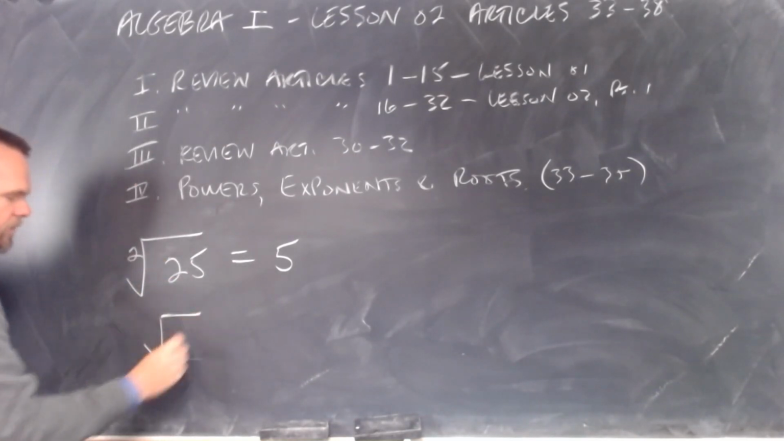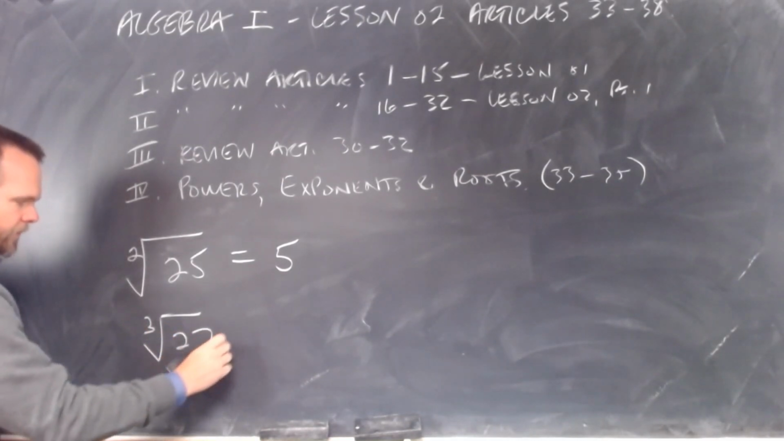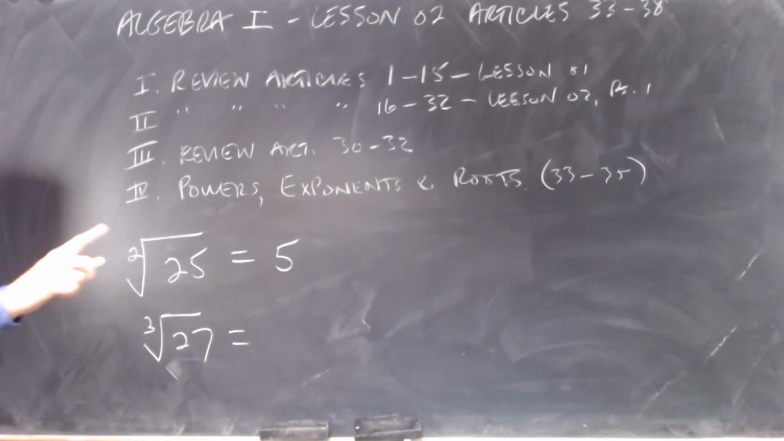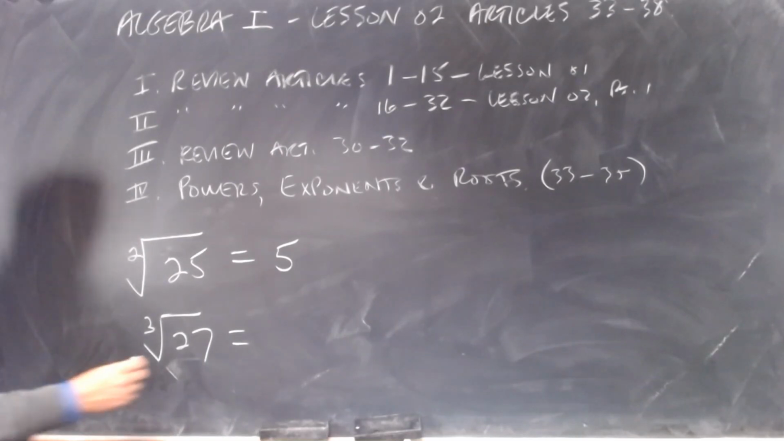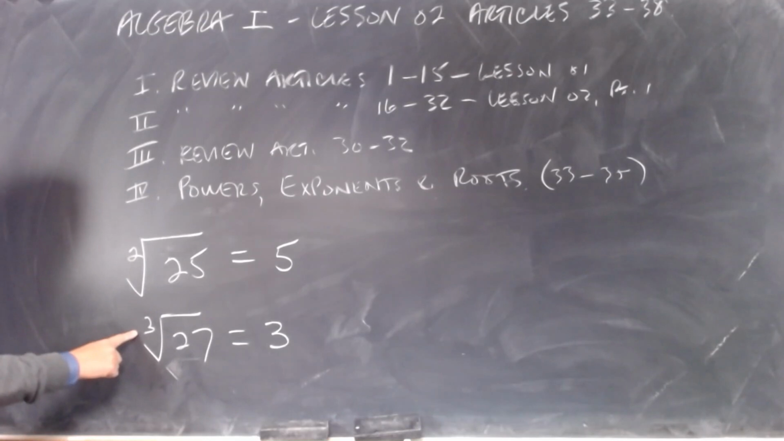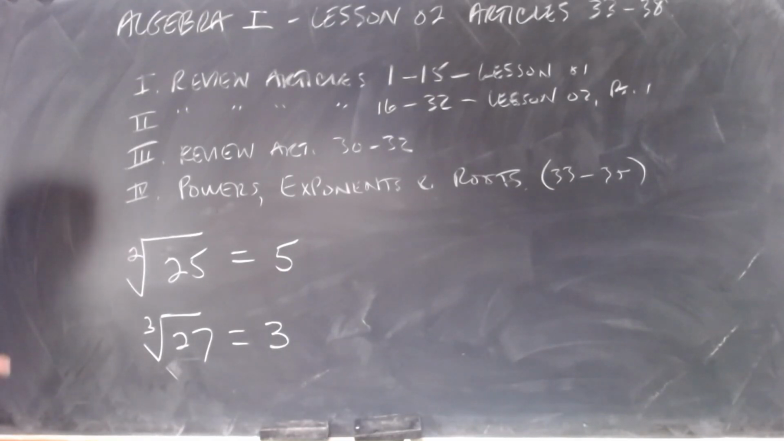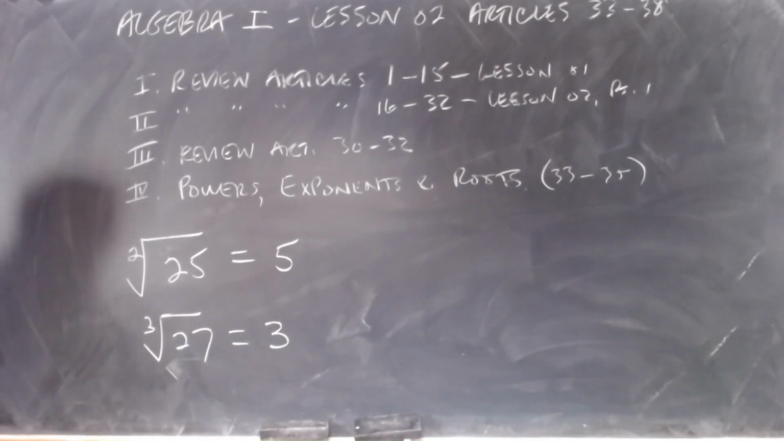The cube root of 27, what number multiplied by itself 3 times as a factor makes 27? The answer is 3. 3 is the cube root of 27. You have this all in your notes? The radical sign asks for the square root. If we add a number to the radical sign, it changes the root that we seek.